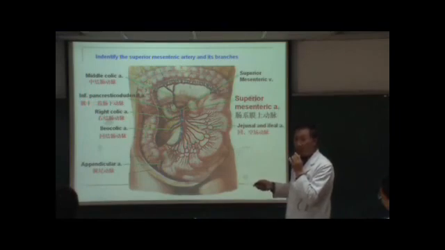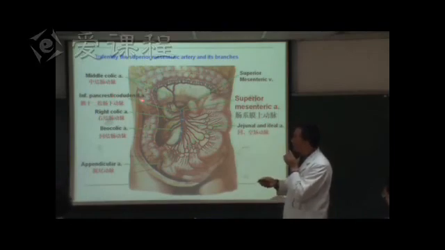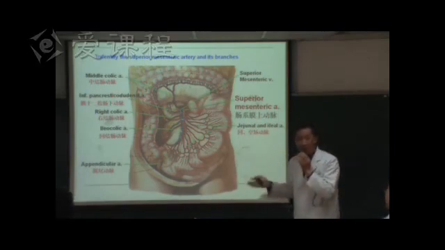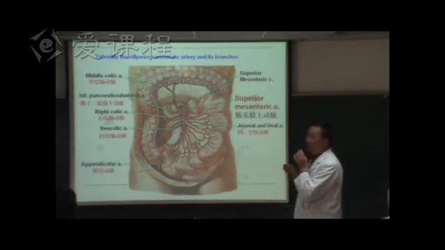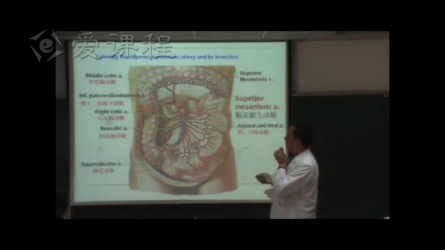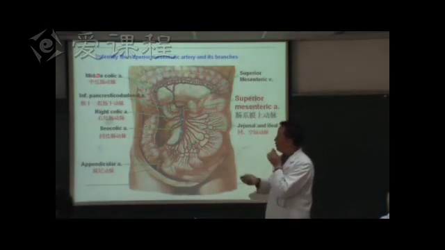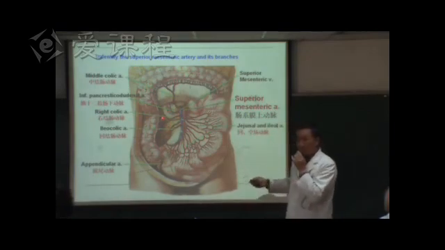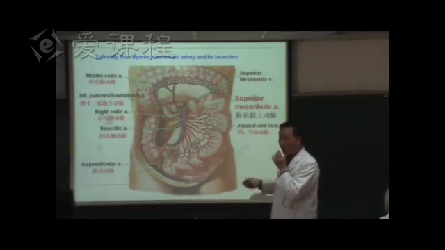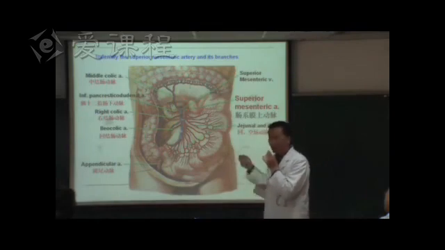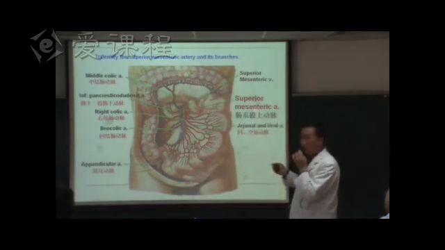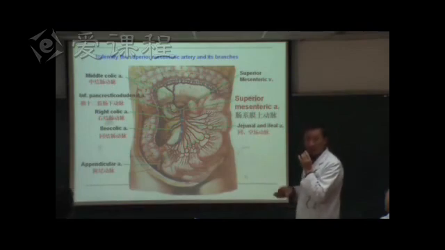Where is the superior one? Yes, the superior pancreaticoduodenal artery comes from the common hepatic artery. And another artery from the superior mesenteric artery is the middle colic artery, this one. These arteries arise from the right side of the superior mesenteric artery.